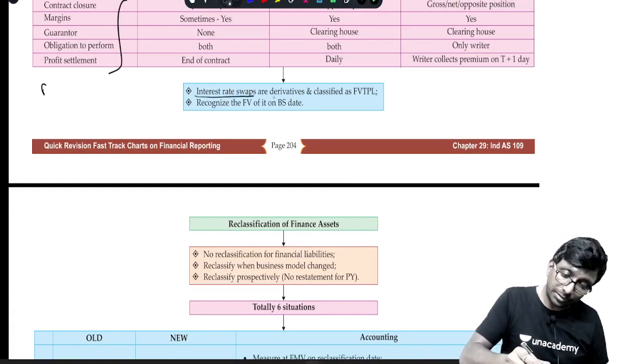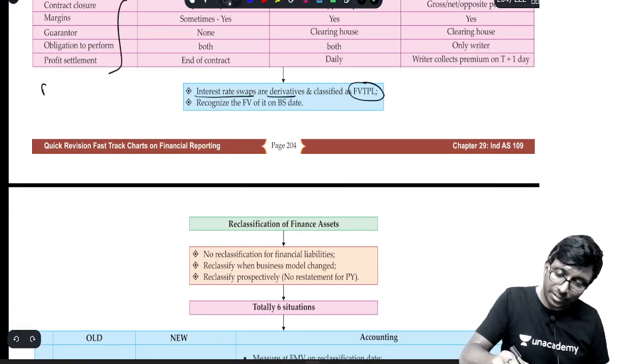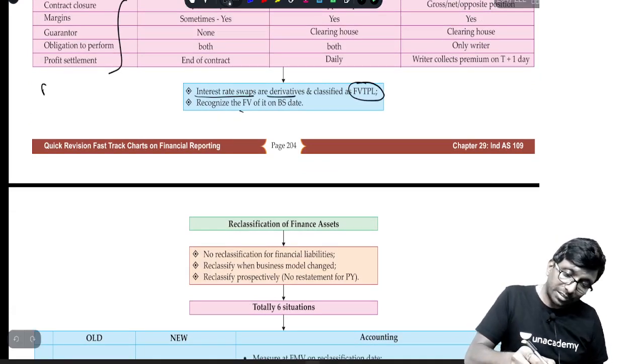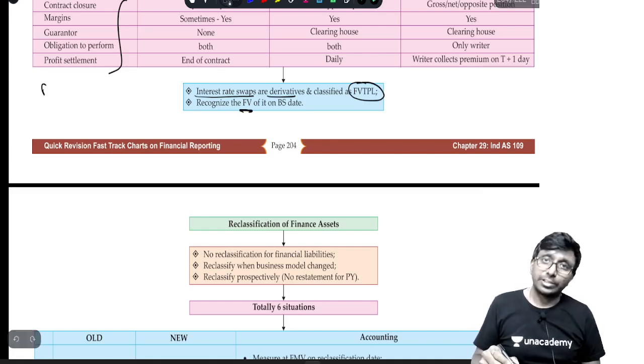Next, interest rate swaps. Interest rate swaps are derivatives. They will always be classified as FVTPL. Yes, we will be recognizing them at fair value on the balance sheet date.